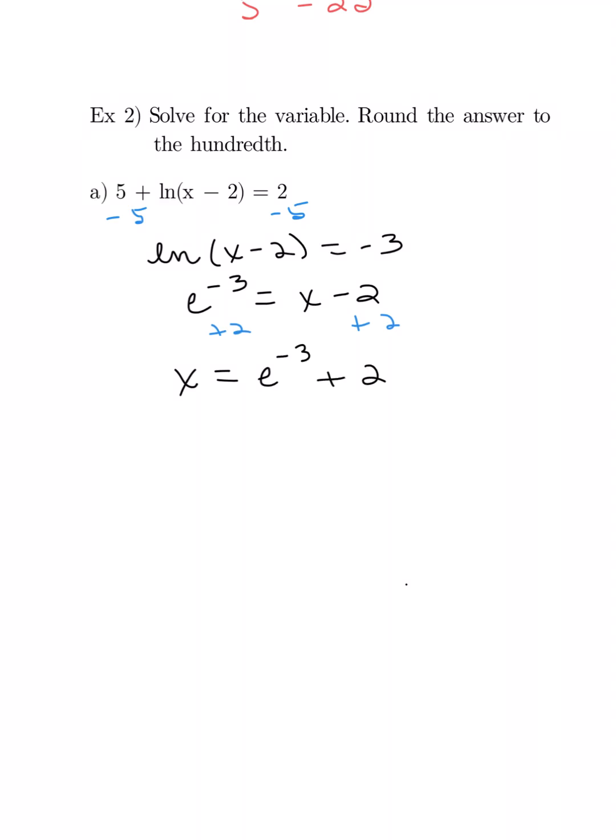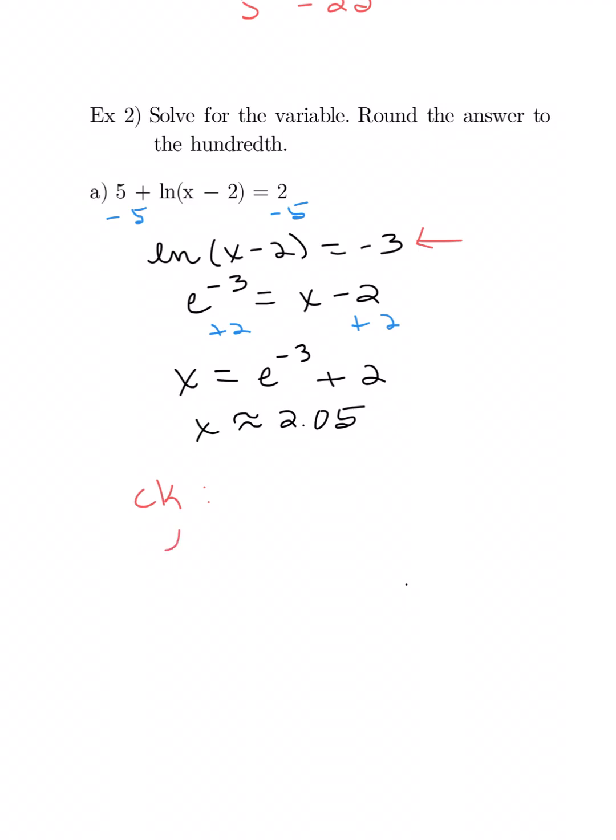Now doing this on your calculator and rounding to the second decimal place, you should be getting an x of approximately 2.05. We still need to do a check. I'm going to use this version of our equation to do my check.